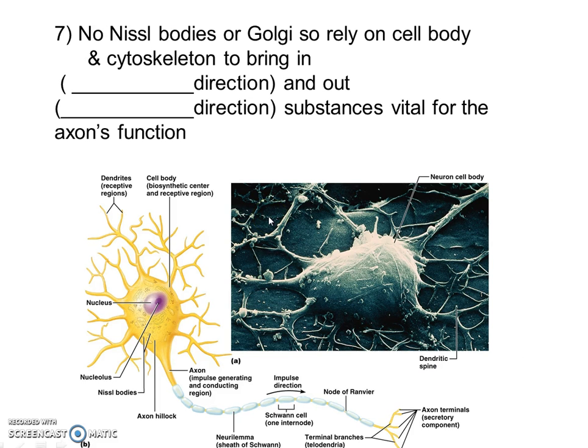Now, in the axon, there are no Nissl bodies or Golgi. So in order to get products that the axon needs, we have to send them down those microtubules we were talking about earlier. So there are going to be some that are moving down the axon. Those are called anterograde. And then there are some that move back up towards the cell body. Those are retrograde. And so we have communication through microtubules, since the axon has no way to regenerate and package up. We're relying on all of those substances from the cell body.